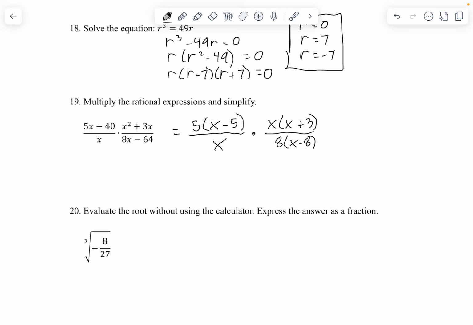Okay. So now if there's any common factors on the top and the bottom, those can cancel. The only ones I see that can cancel is this factor of x right here, can cancel with that factor of x right there. Otherwise, we just multiply everything together. So 5 times x minus 5 times x plus 3 over 8 times x minus 8 is my answer there.